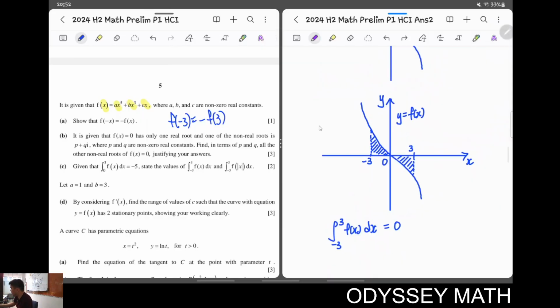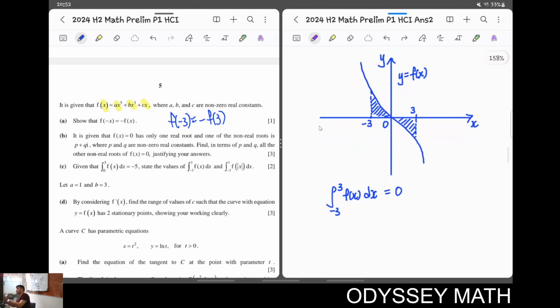How it's symmetrical is you think about it this way. You flip this graph about the x-axis and then you flip it about the y-axis. That's the meaning of odd function. And then the region here and the region here share the exact same value if you take the modulus, just that one is the negative of the other. So they negate each other off.